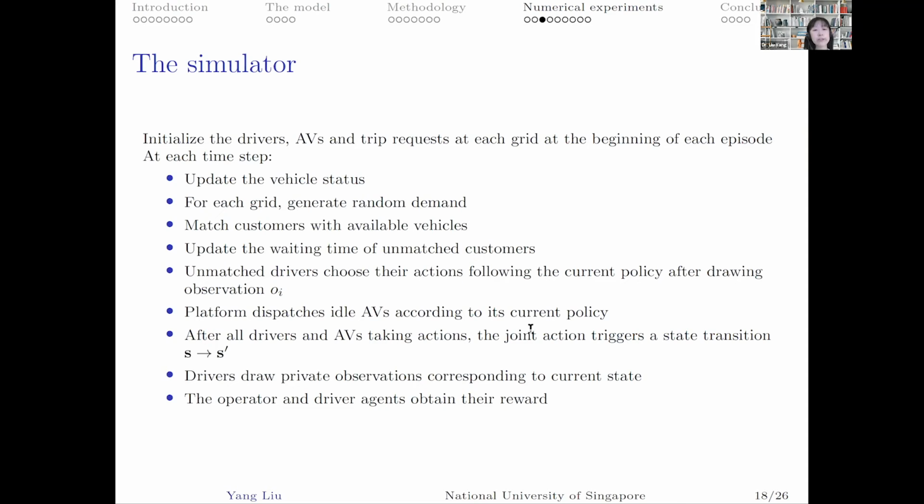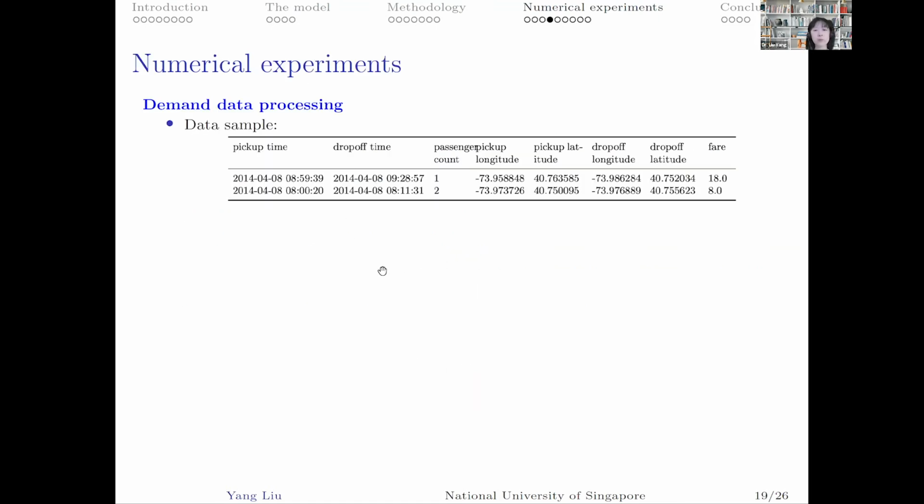And for the simulation environment, we simulate the behavior of drivers and the environment using the simulator. So I will not go into details. In general, we simulate the process of a random demand request arriving, how the platform makes the decision, and then how the drivers and AVs are relocated to the other desired locations. Okay? And then we make the observation of the environment and calculate the reward.